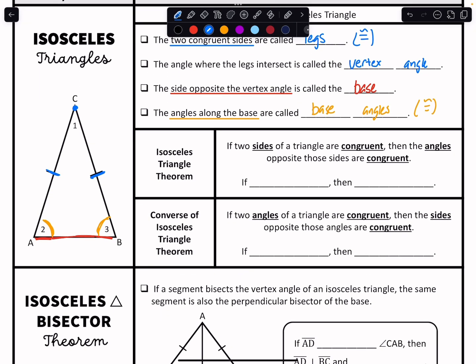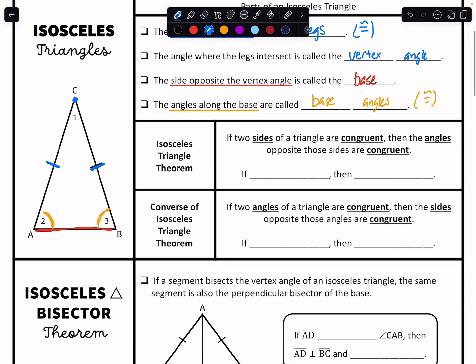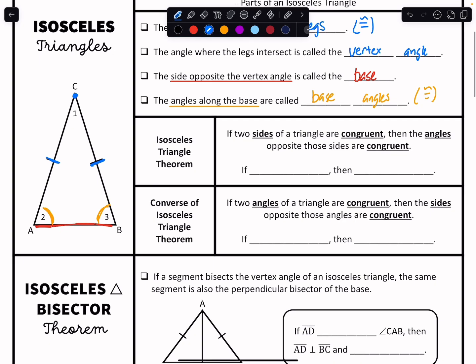But now we're going down to the isosceles triangle theorem. If you have two congruent sides, then the angles opposite those sides are congruent. They're just talking about the base angles. If your two legs are congruent, so are your base angles.